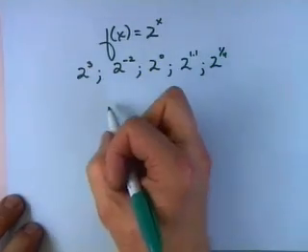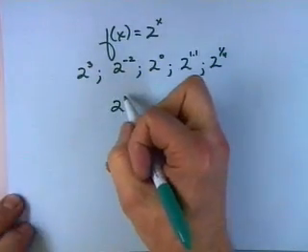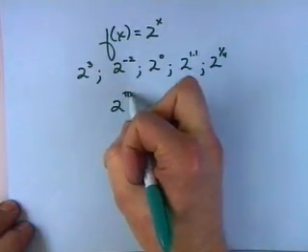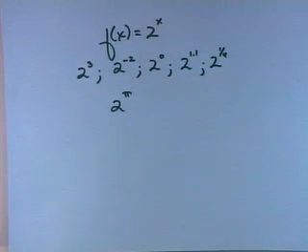Now the question is, what about 2 to the pi? Pi is irrational. So it's not like we can take the cube root of it and then square the result. We don't have a definition like that. So we've got to fill this in, because if not, we can't connect all those dots in this y equals 2 to the x curve.